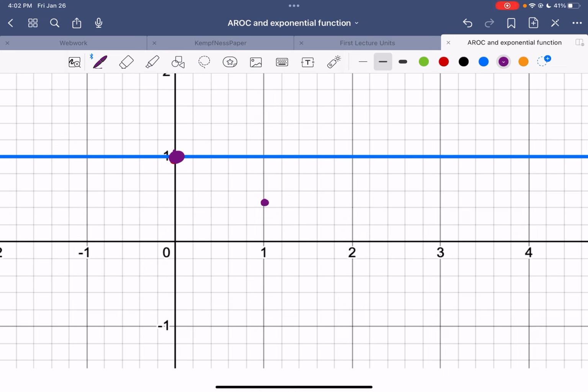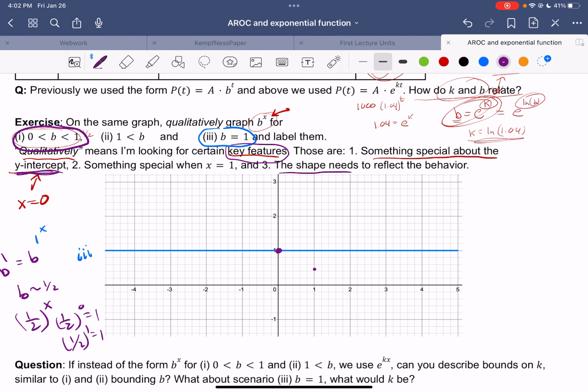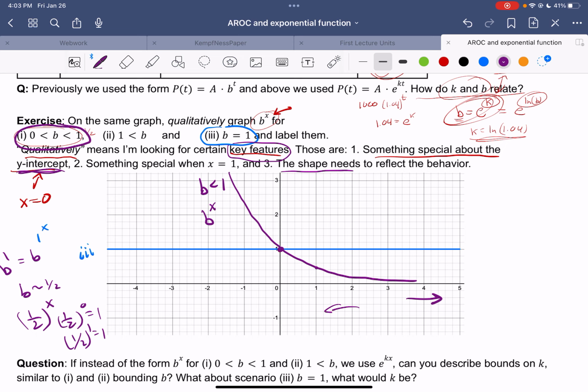So if my b value was 1/2, I'd be here, okay? And then there's just the general shape. So now I can have some exponential growth, and it'll look something like this: exponential growth, decay, whatever. So this was b less than 1. I'm going to graph b to the x. And so as x gets bigger and bigger, b to the x gets smaller and smaller. This is exponential decay. The reason I said growth is because if you move to the left, it looks like growth.